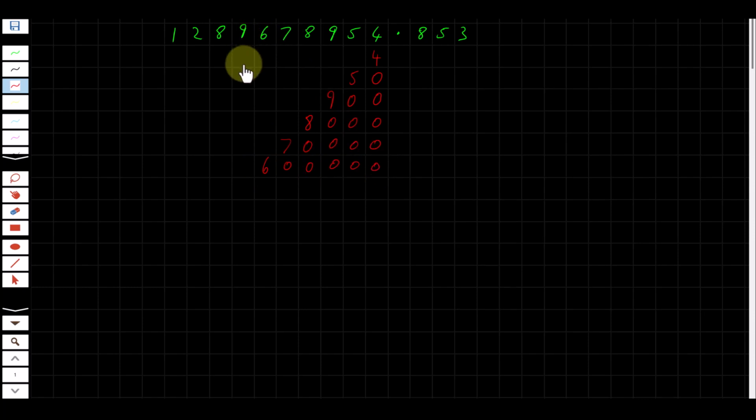And the next column is the 9, which is the millions column. There are 9 millions. The next column is the tens of millions. There are 8 of those, so 80 million. The next one is the hundreds of millions. There are 2 of those, so there's 200 million. And the last one is the billions. There is 1 of those, so there's 1 billion.